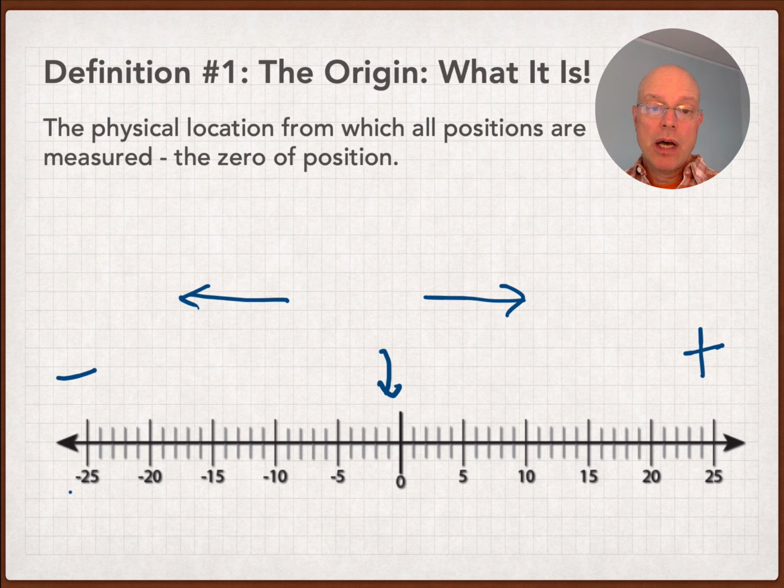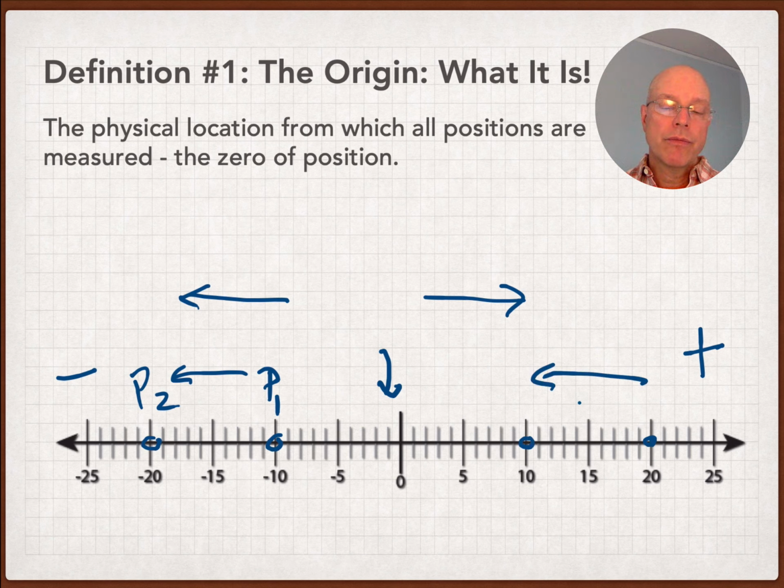You also notice that it's got positive and negative territory. So I have positive positions and I have negative positions. Let's just do a couple of quick examples. If I had, let's say, a position right here and a position right there, and that was position 1 and that was position 2. If I moved from this one to this one, I'm moving in the minus direction. But I could have a position here and a position here and make that same move, and I'm still moving in the minus direction. Okay?